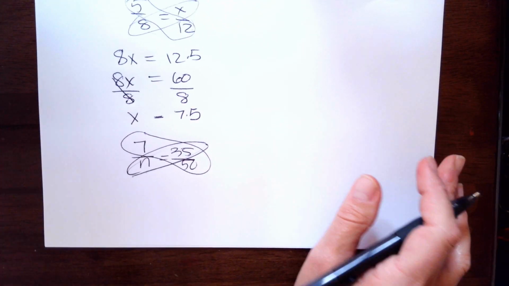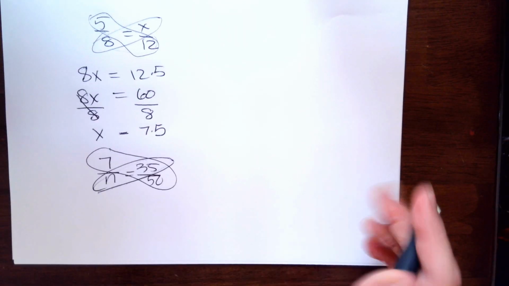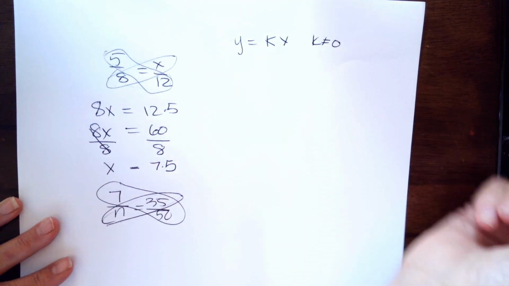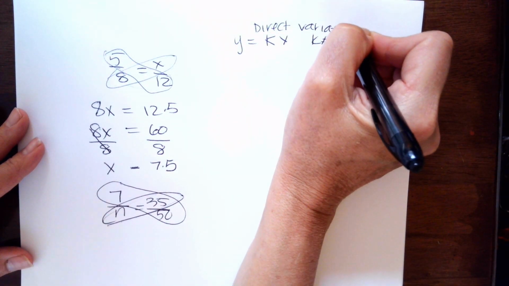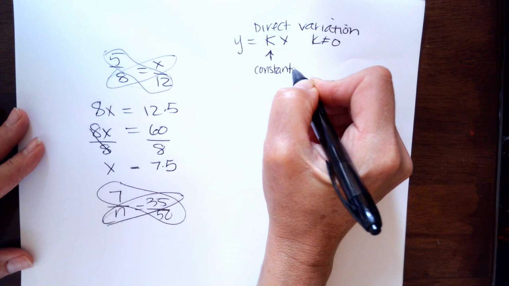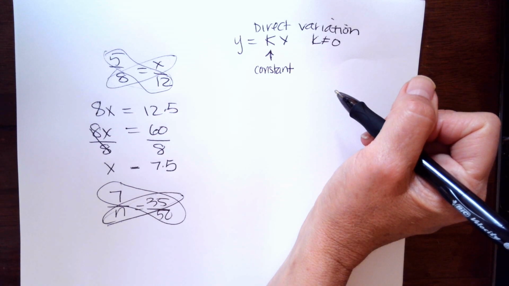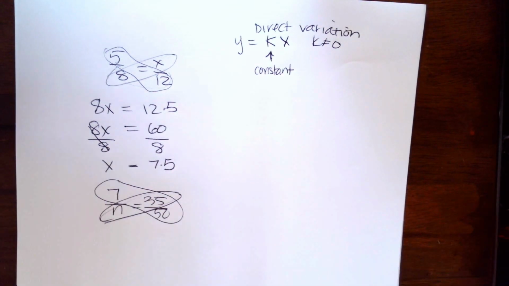Okay, so a direct variation is a function in the form y equals kx, where k cannot equal 0. The constant is k, so here is your constant. The constant of variation for direct variation, k, is the coefficient of x. The variables y and x are said to vary directly with one another. So as x varies, so does y.